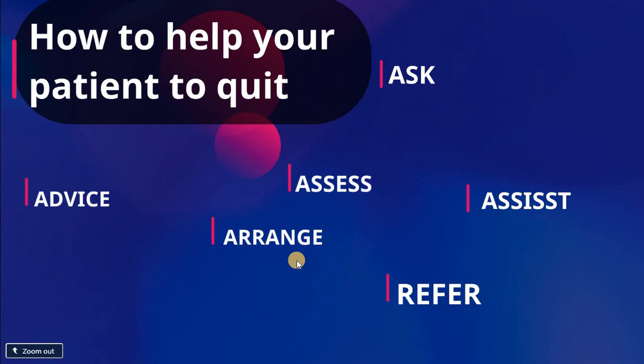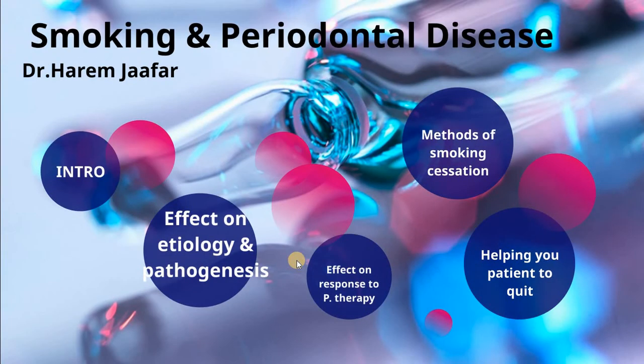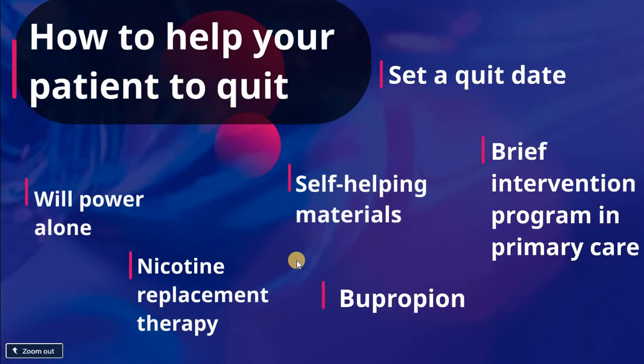Then we have the methods or the ways of smoking cessation, which include some points. One of them is set a quit date. This is the very first step and is highly important. The patient must set their own quit date on which they will stop smoking and will remove all tobacco products from their environment.